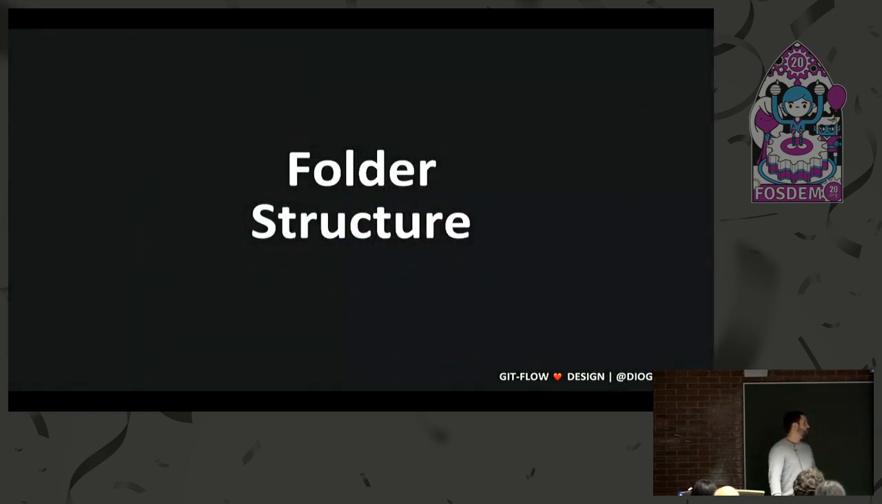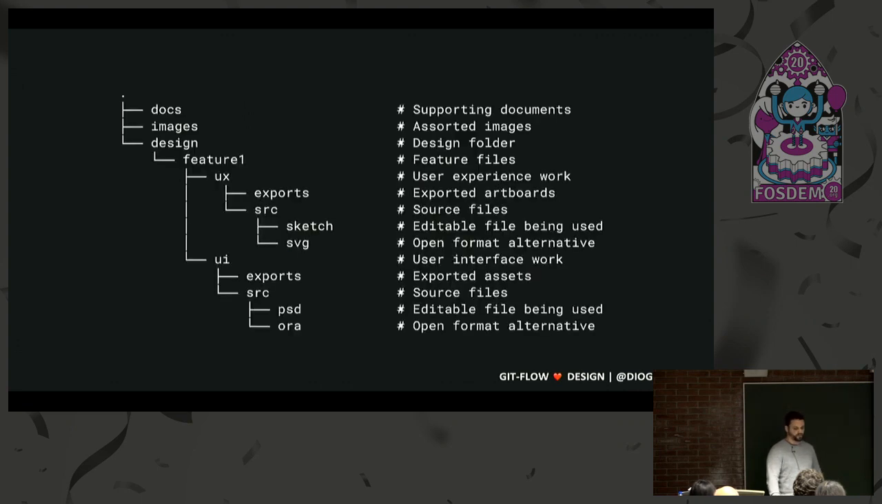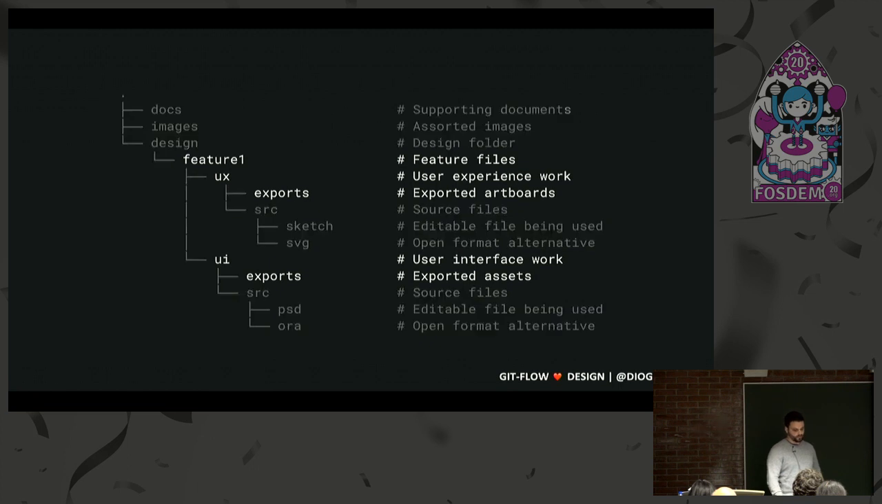It relies heavily on a good folder structure when you organize the project. This is just an example of what I use. But the main focus here is just that we have the design folder, and then we have each feature that you work on as a subfolder, and then you have UX and UI, or others if you need. Key important points are that we have the UX and UI and we have the exports.